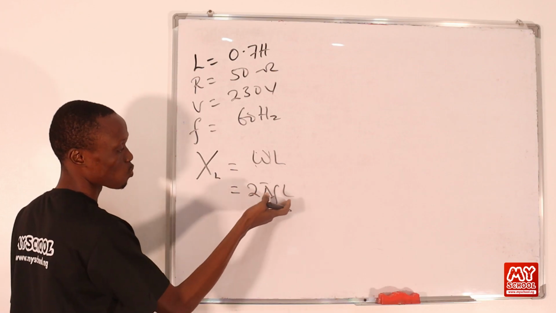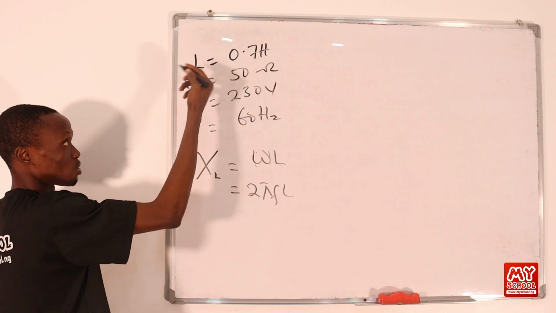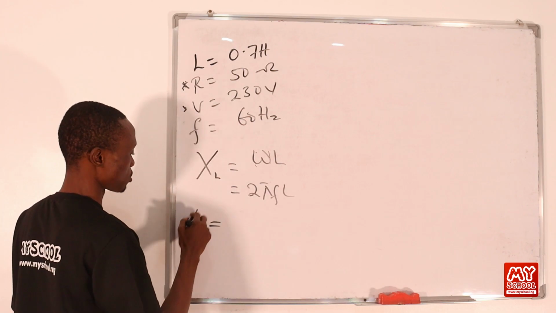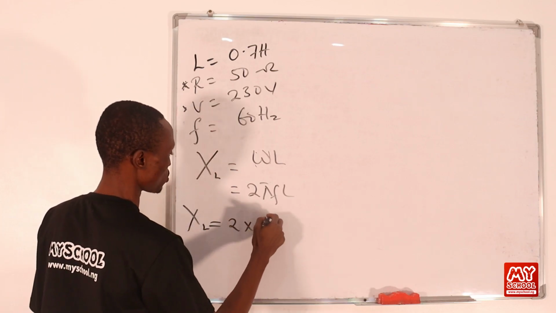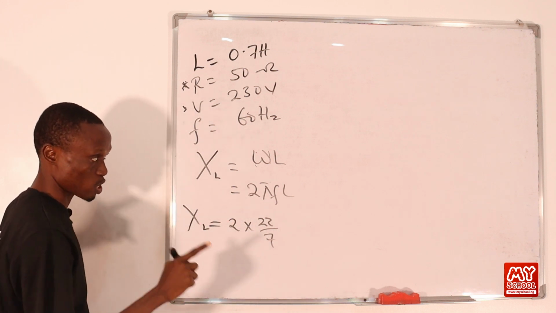For this question, we only need frequency and L, so we don't need the value of resistance, and we don't need voltage. Let's substitute. XL will now be equal to 2 times 22 over 7. That is what we are told to use in the question.